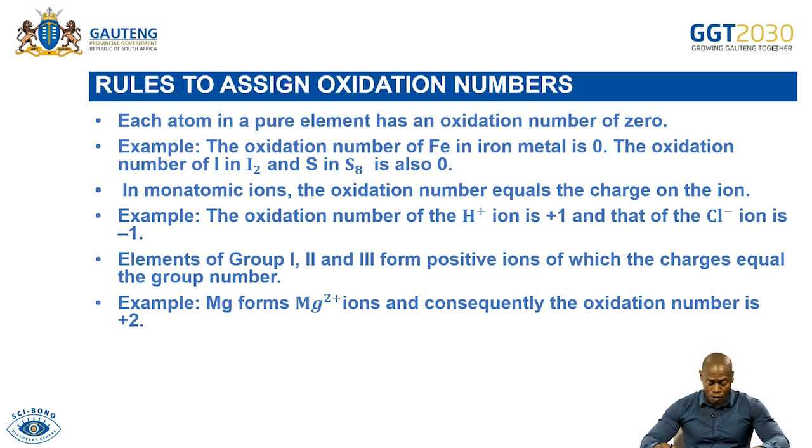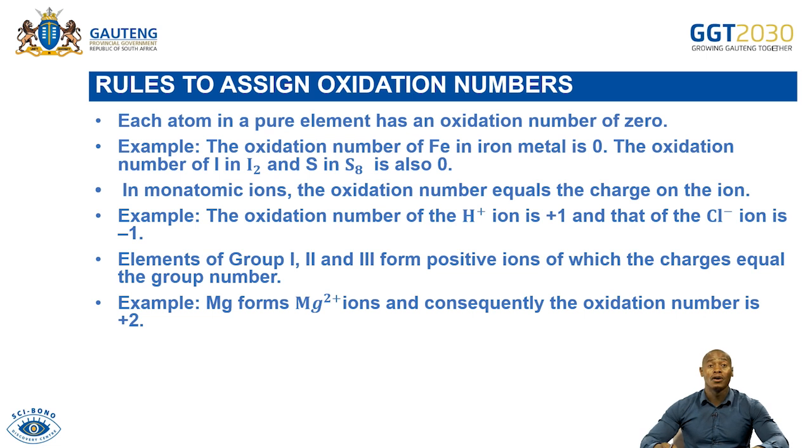Then in monoatomic ions, mono means 1. So in monoatomic ions, the oxidation number equals the charge on the ion, right? So for example, the oxidation number of a hydrogen ion is going to be +1, right? And then the oxidation number of chloride ion is going to be -1, right? So that is rule number 2.